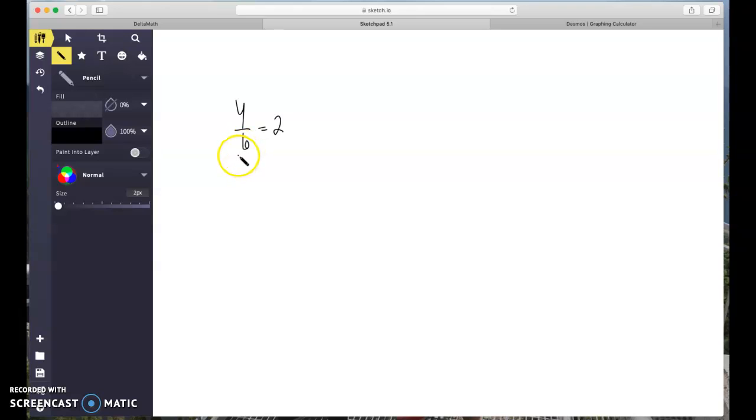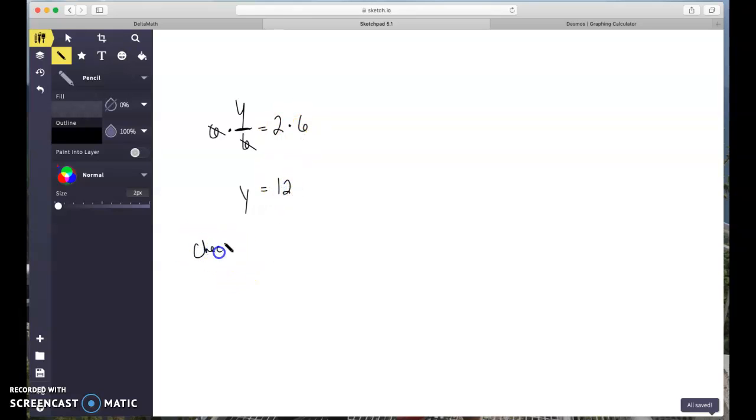You could probably solve this in your head, but we're getting in the good habit and practice of using our inverses to solve. So the opposite of dividing is multiplying. If I do it to one side of my equal sign, I have to make sure and do it to both sides, right? So 6 divided by 6, that leaves me with 1y, and 2 times 6 is 12.